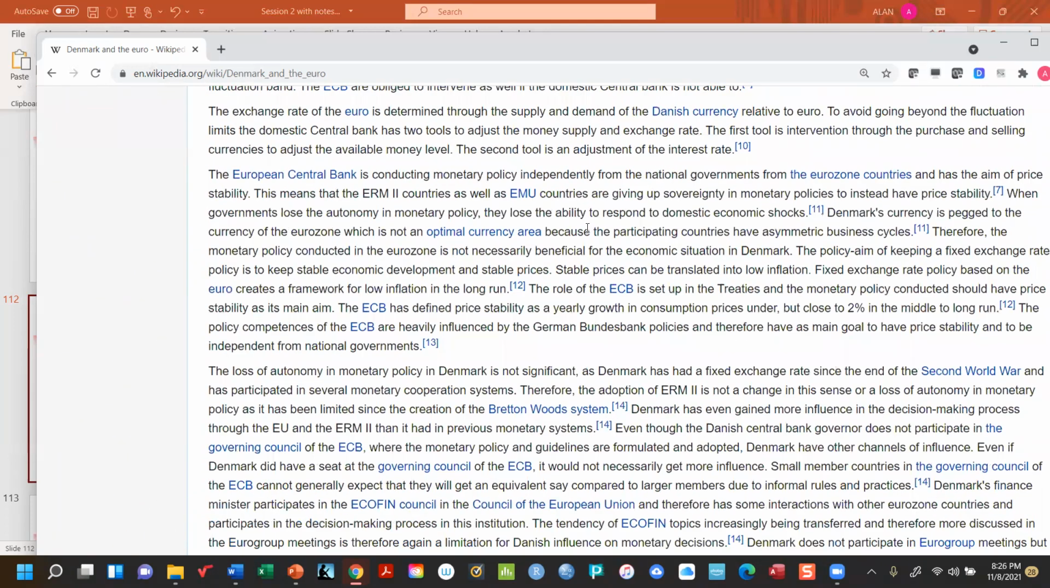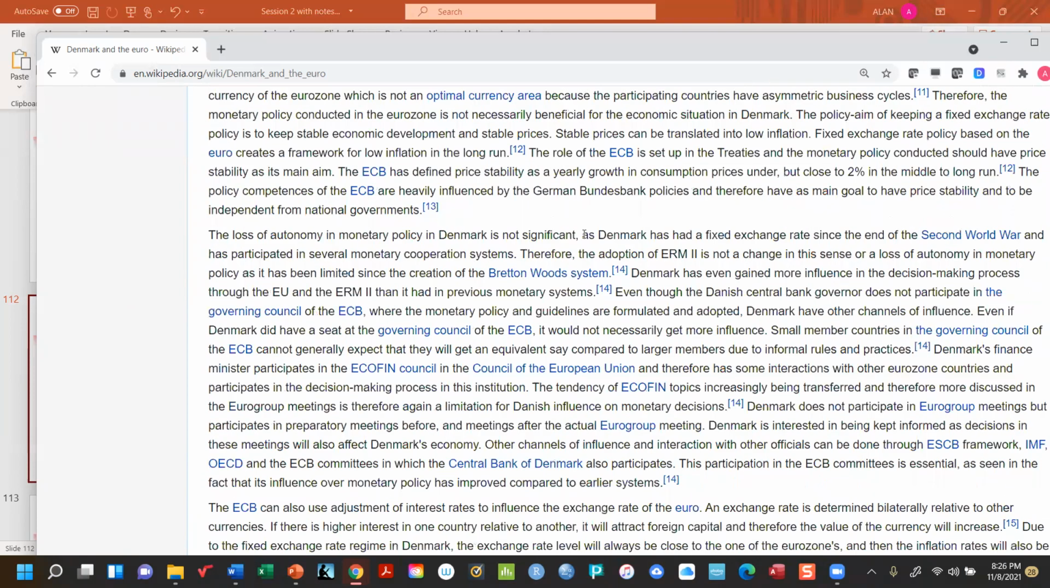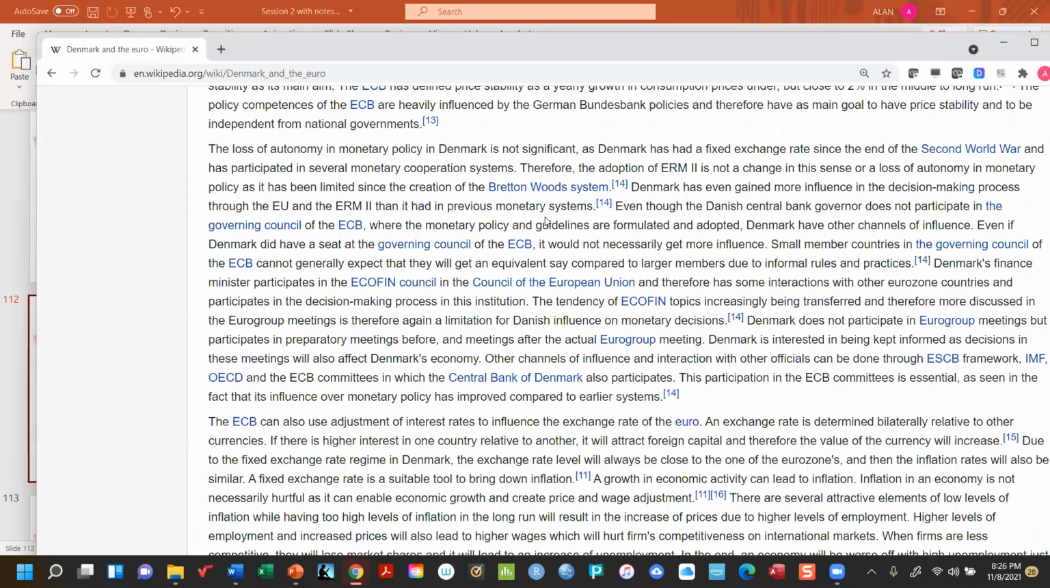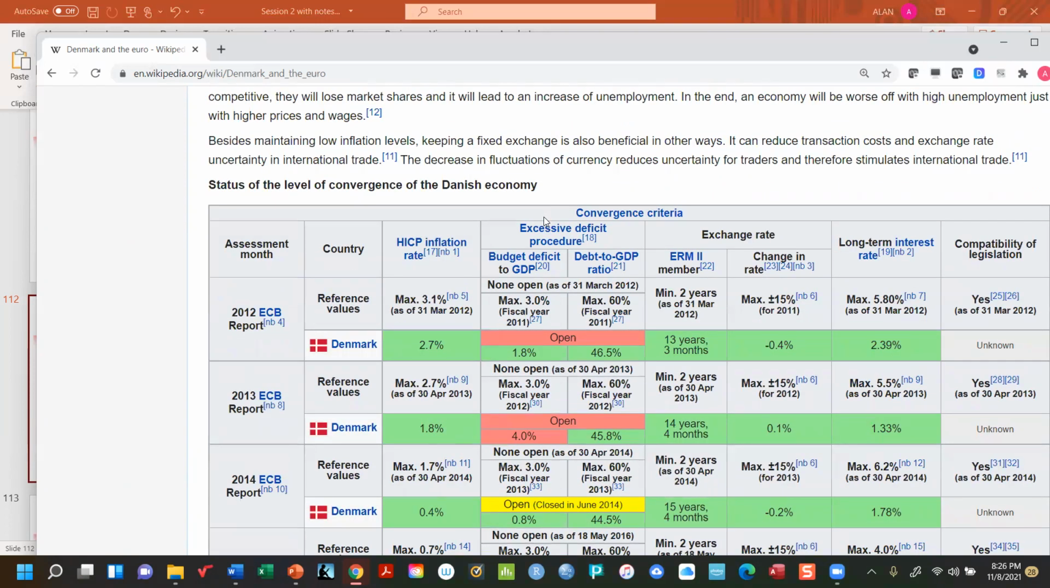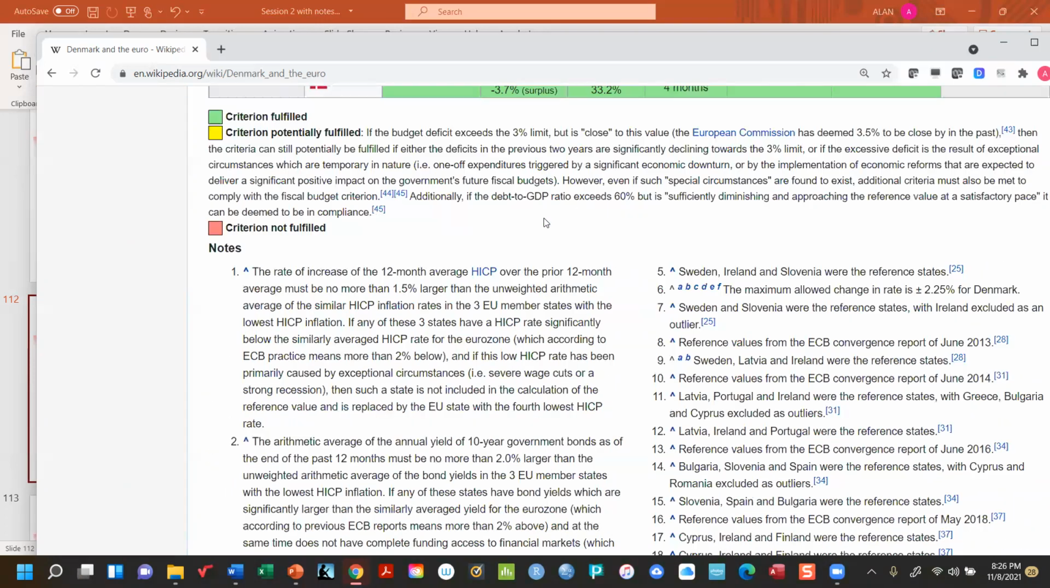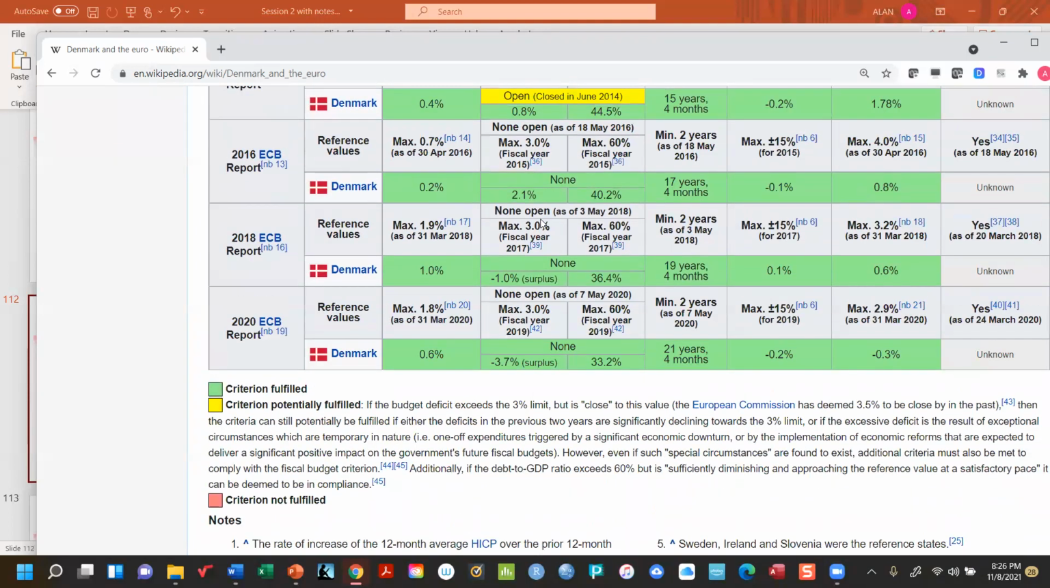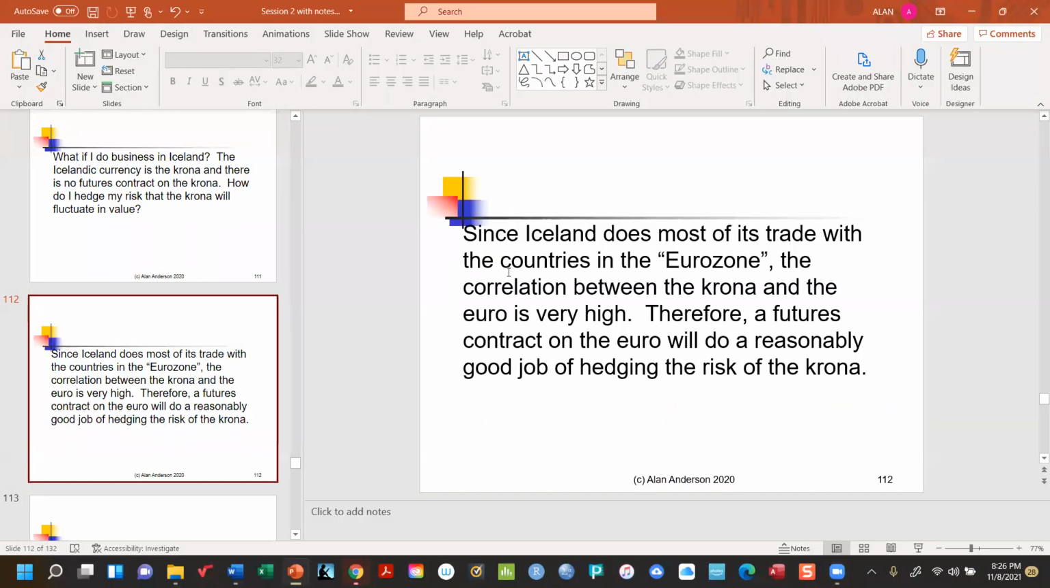And so if I'm doing business in Denmark, once again, I should be able to hedge my risk with a futures contract on the euro. And of course, just like many other small European countries, they do most of their trade with the Eurozone anyway.